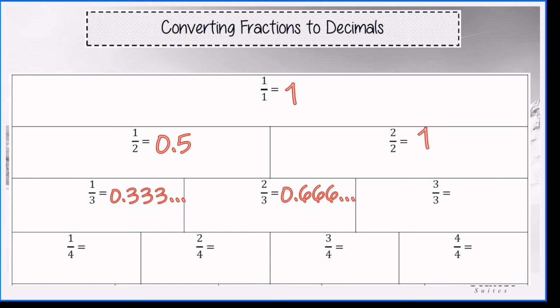Then you have 0.6 repeating. Again, same number over the same number, that's 1. Then you have 1/4, or another way of saying it is a quarter, and that's 0.25. Think of money. Now you have 2/4, that's 0.5. It's the same thing as 1/2. Then you have 3/4, and that's 0.75.